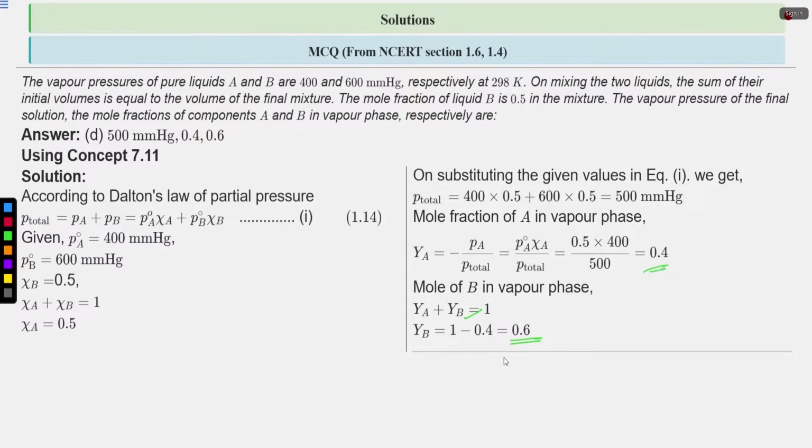Okay. So the vapor pressure of the final solution is 500 mm of Hg. The mole fraction of component A is 0.4. The mole fraction of component B is 0.6. And this is what the question was asking. So the correct answer is option D, that is 500 mm of Hg, 0.4 and 0.6.